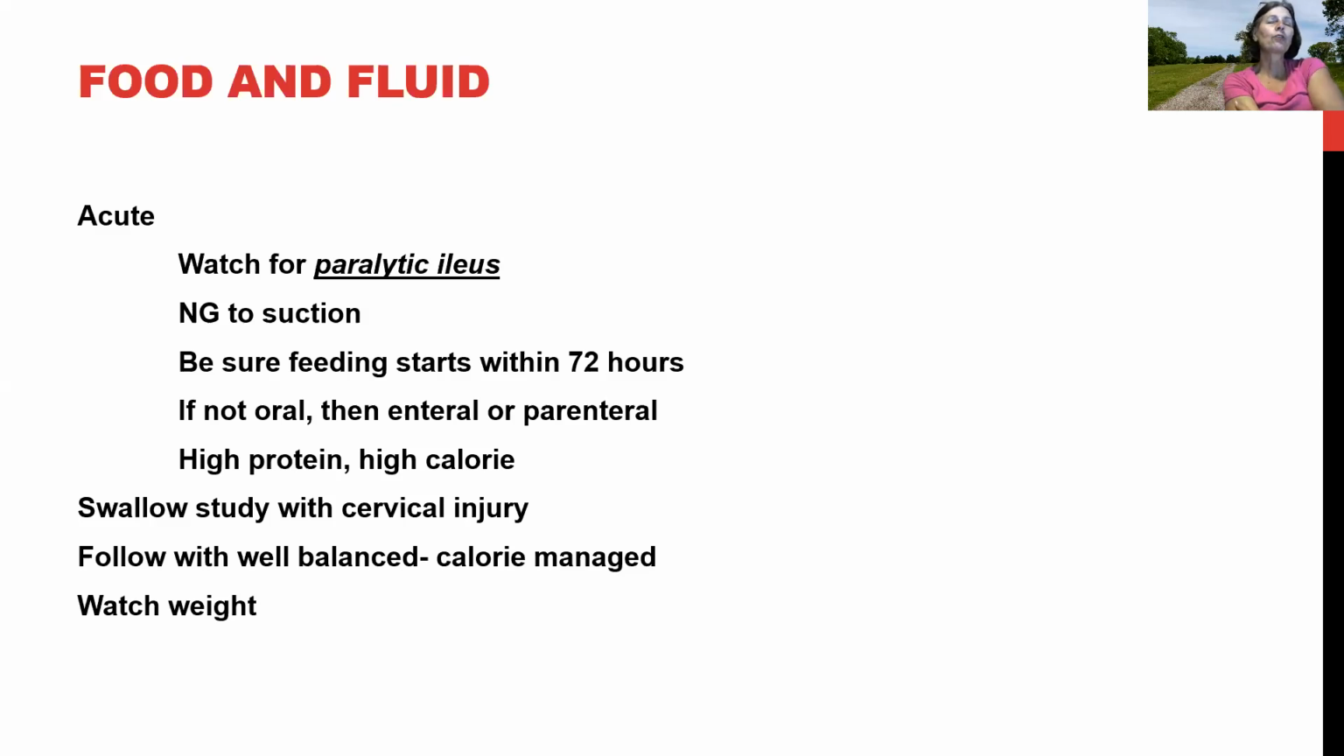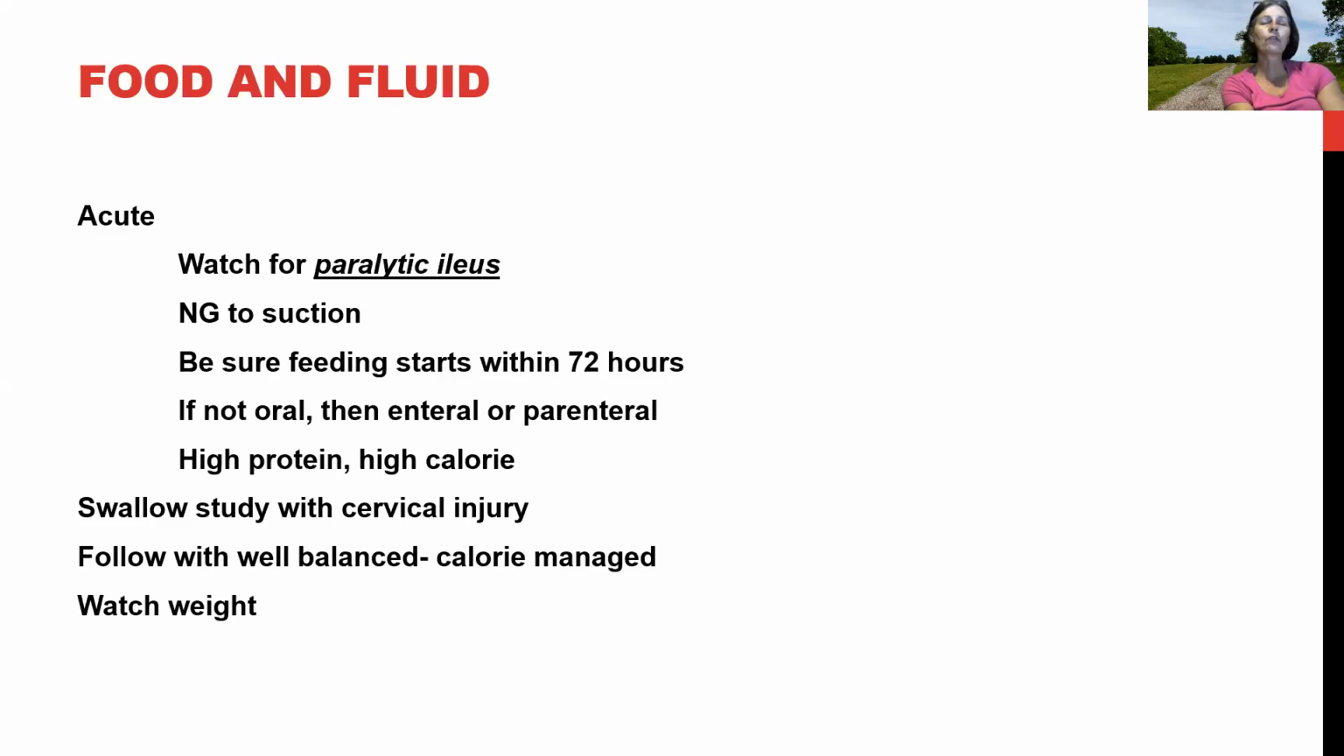So we want to make sure their diet is high protein and high calorie. They need tons of calories. They've got healing going on. We've got soft tissue that needs to heal, and we've got spinal tissue that needs to heal as much as possible. We won't always be able to get full function back, but we should see some improvement.